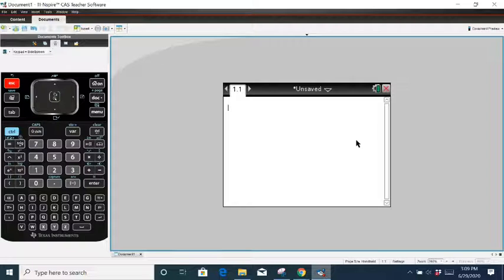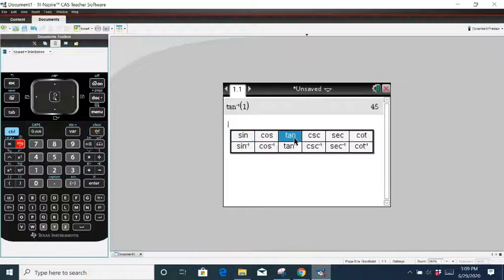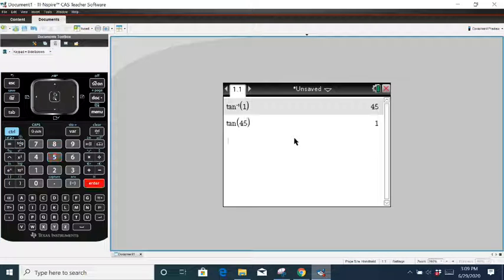Okay, so now I have a TI-Nspire open. I'm in degree mode, so I'm going to do trig, tan inverse of 1, and I get 45. So that makes sense, because the tan of 45 is equal to 1. Now, there's actually another answer that works, and that answer would be the tangent of, well, if you know it, pause it and think about it for a second, but if you want to see the answer, that would also be the tangent of 225.